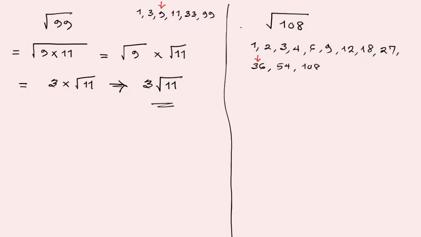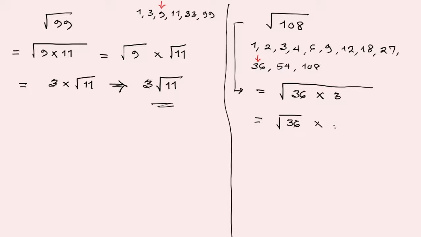So we can rewrite this as the square root of 36 multiplied by, what do we have to multiply by 36 to get 108? And that's 3. So this is also equal to the square root of 36 multiplied by the square root of 3. Now, the square root of 36 is equal to 6 multiplied by the square root of 3. And so our final answer is 6 root 3.